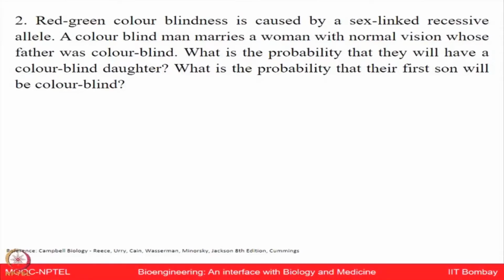Red-green color blindness is caused by a sex-linked recessive allele. A color-blind man marries a woman with normal vision whose father was color-blind.